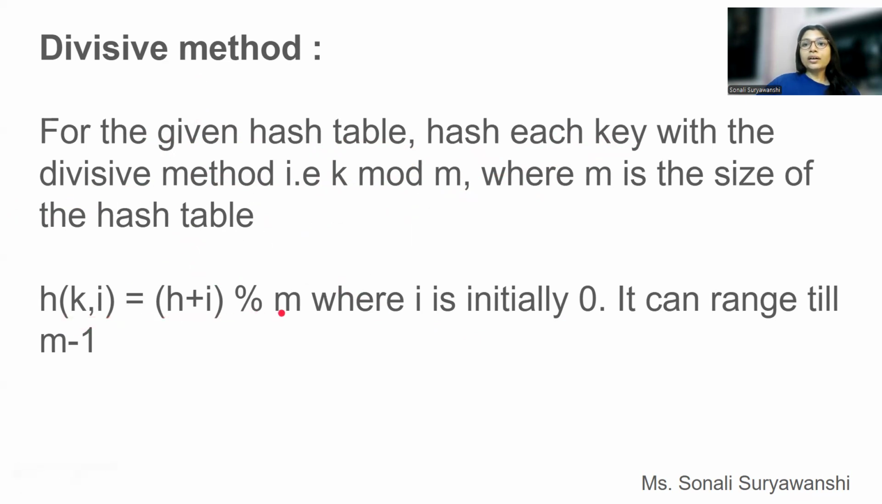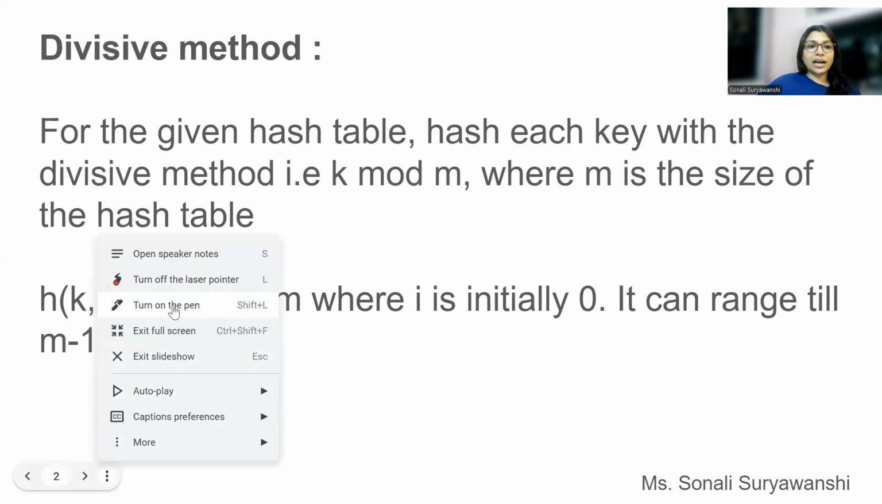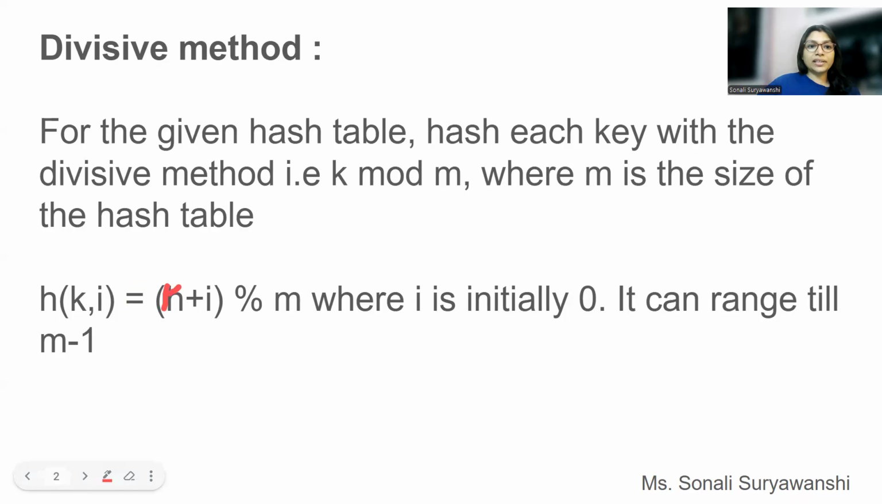So our formula for hashing technique becomes h of k comma i, which will be equal to h plus i. Sorry, this should be k plus i. So this is basically k plus i, the key that we have taken, plus the value of i, mod M. Now here i is always 0 initially, and we can later on increment the values of i depending on the size of the table. Here M is the size of the table. So if let's say M is given as 10, we are going to perform modulus by 10.